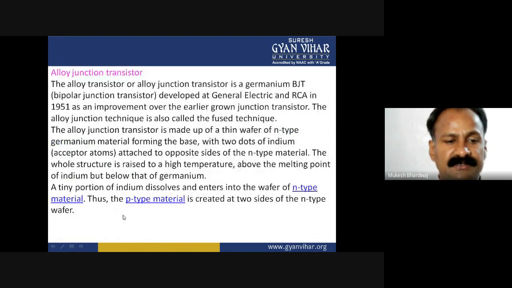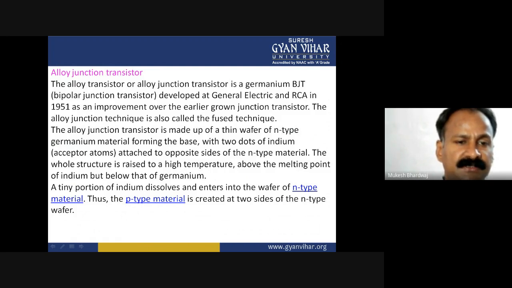Alloy junction transistor. The alloy transistor or alloy junction transistor is a germanium BJT, bipolar junction transistor, developed at General Electric and RCA in 1951 as an improvement over the earlier grown junction transistor. The alloy junction technique is also called the fusion technique.